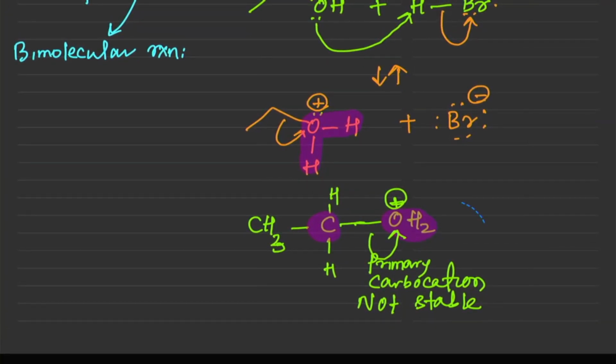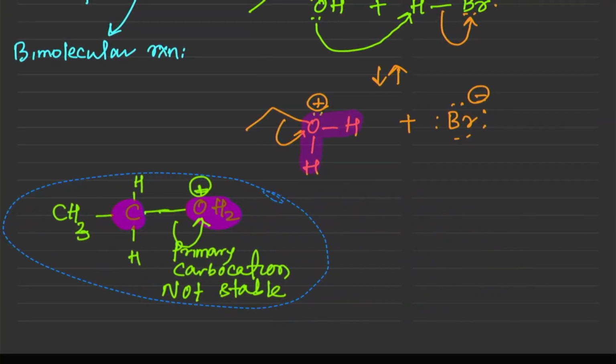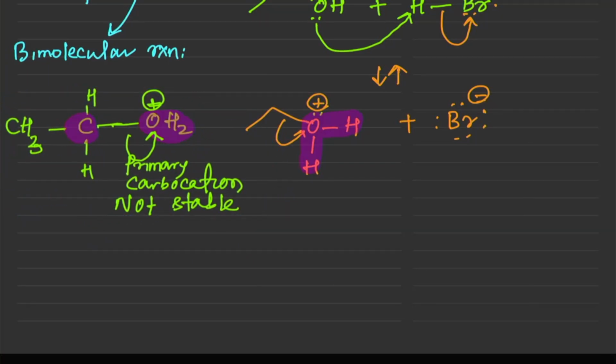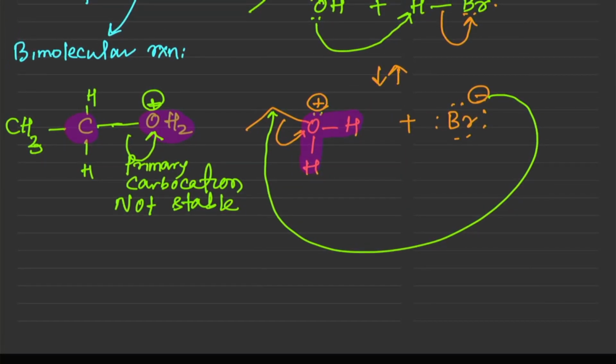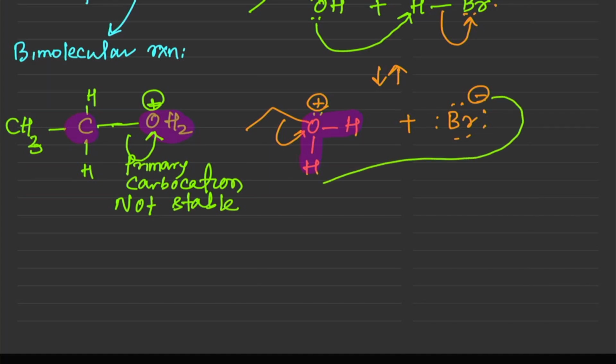So let's try to draw this one. We'll create some space here. Now what's going to happen is your Br minus is attacking the carbon atom right here, and the leaving group is leaving simultaneously. This is the rate determining step. So let me redraw it nicely. Okay, hopefully the arrows are better.